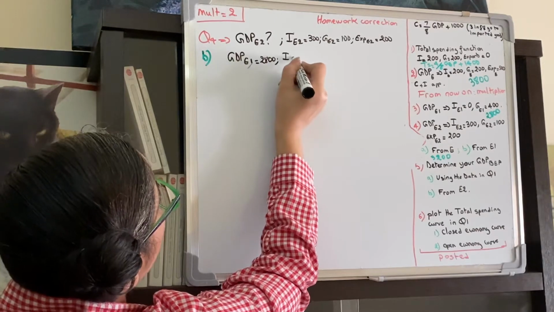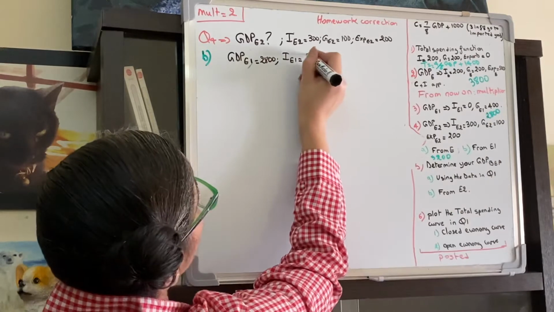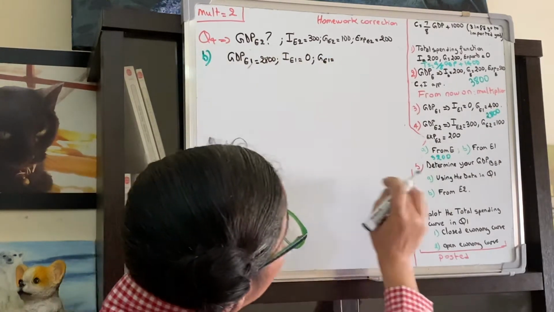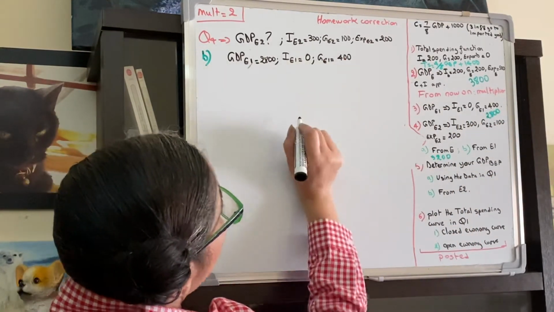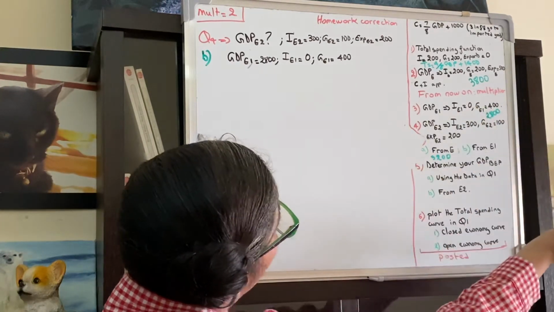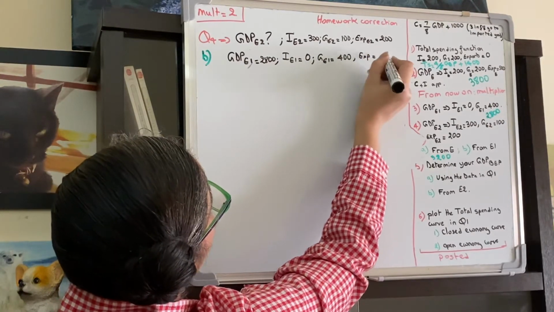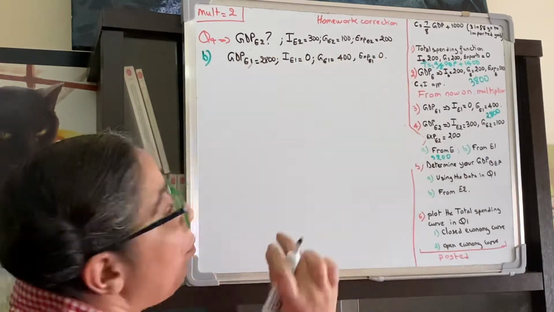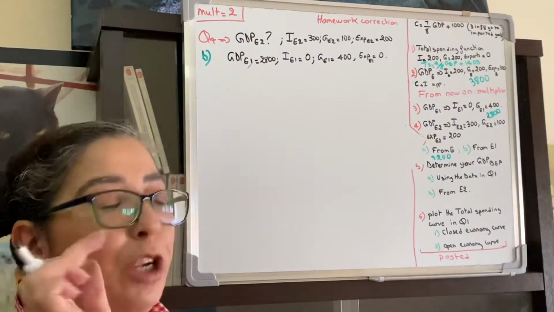Okay, IE1 was equal to 0. GE1 was equal to 400. And what do I have? So 400 and 0, and that's it. No exports. So exports were equal to 0. E1, of course. Put the indexes because it helps you see where you are.